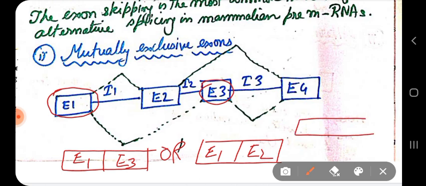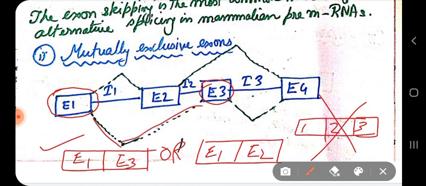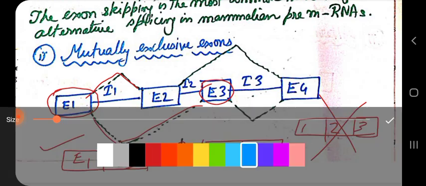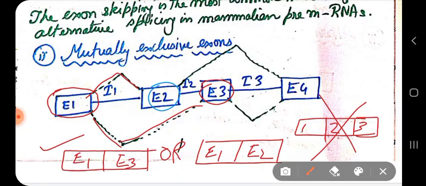but the three of them will not remain together. Exon number 1, 2, 3 will not remain together. Either exon number 1 will be retained with exon number 3, or exon number 1 will be retained with exon number 2. Similarly, this arrow mark shows the same thing. Similarly, exon number 2 can be retained with exon number 4, or exon number 2 can be retained with exon number 1.